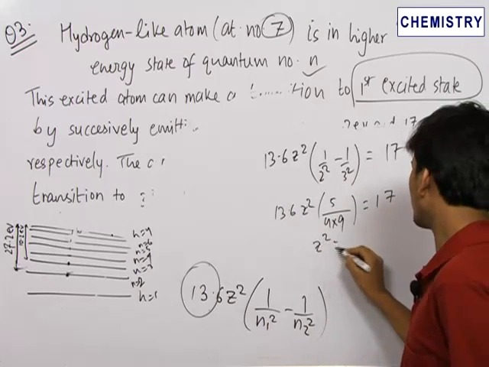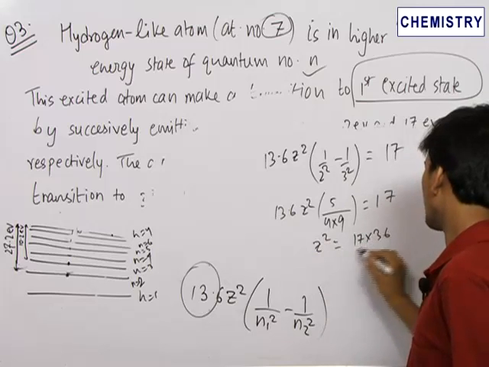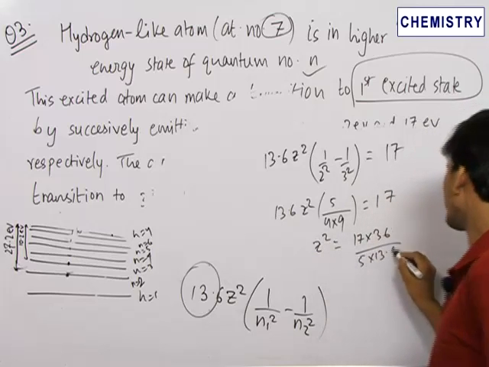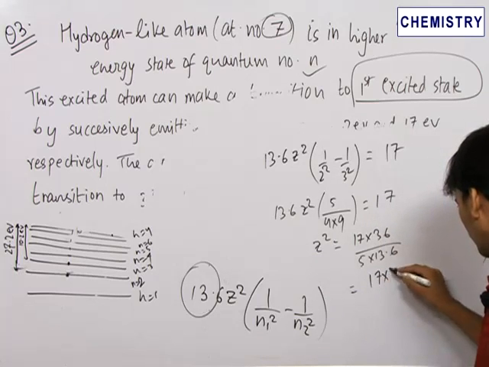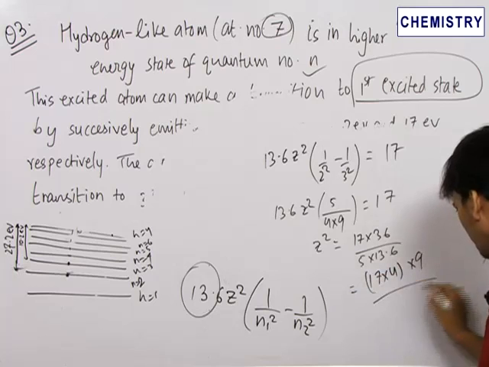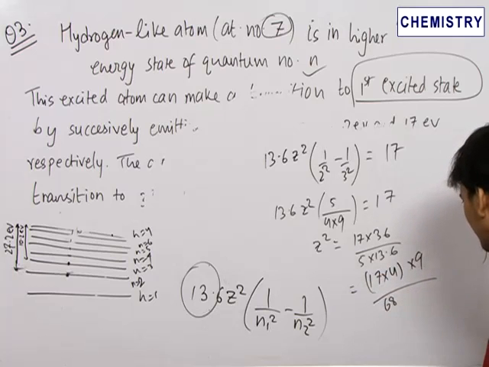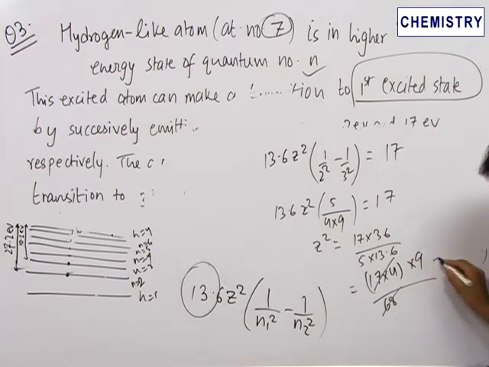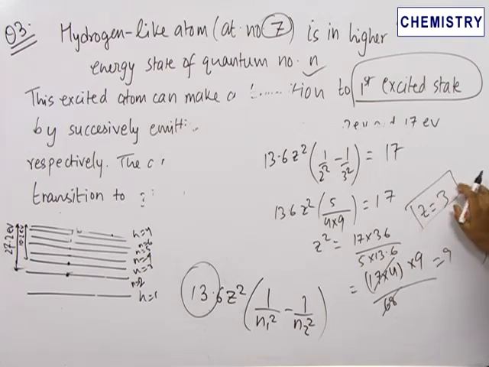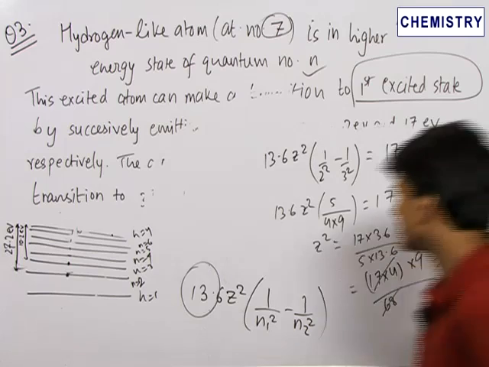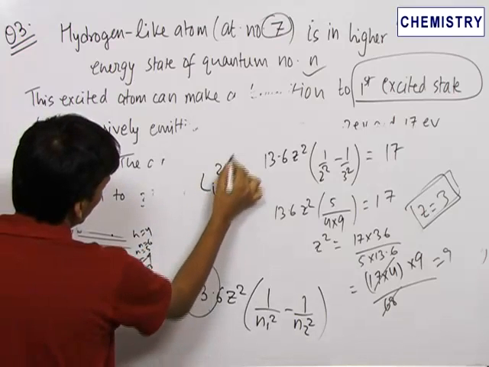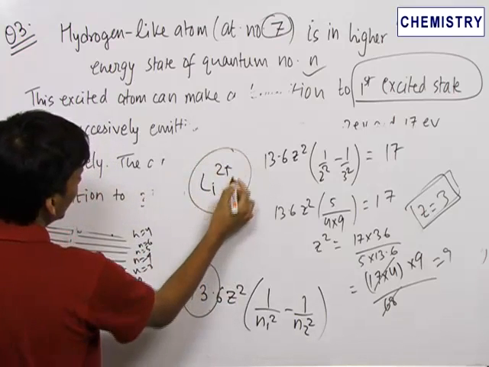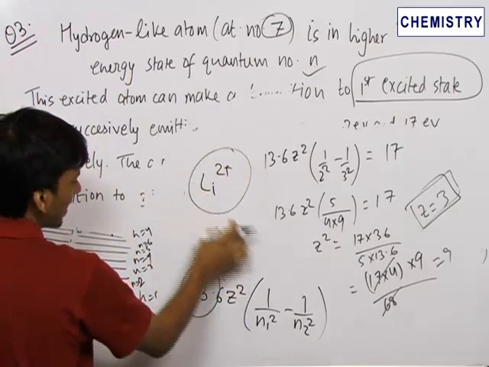Therefore Z square comes out to be equal to 17 into 36 upon 5 into 13.6. So from here we see that this can be written as 17 into 4 into 9 upon 68. This gets cancelled, this is equal to 9. Therefore Z is equal to 3. So we get the answer for Z directly, that is the atomic number of the element is equal to 3. That is, it is a Li2+ ion, because the atomic number is 3 and it has to be a single electronic species, therefore it is Li2+.